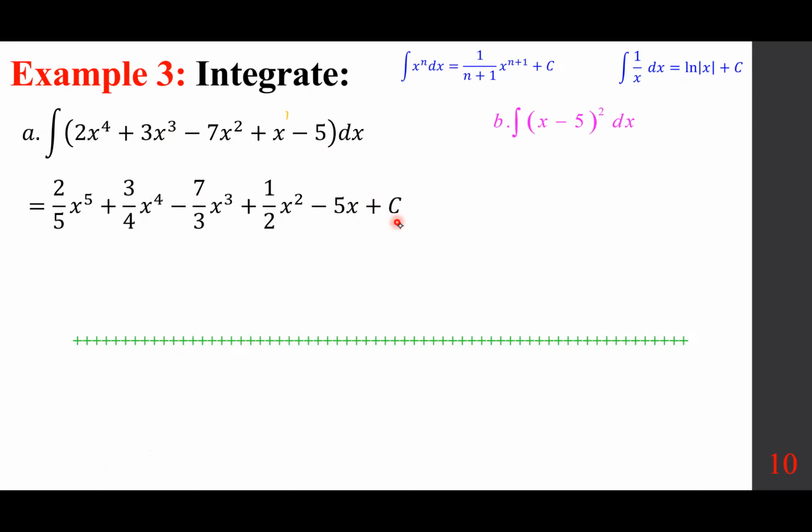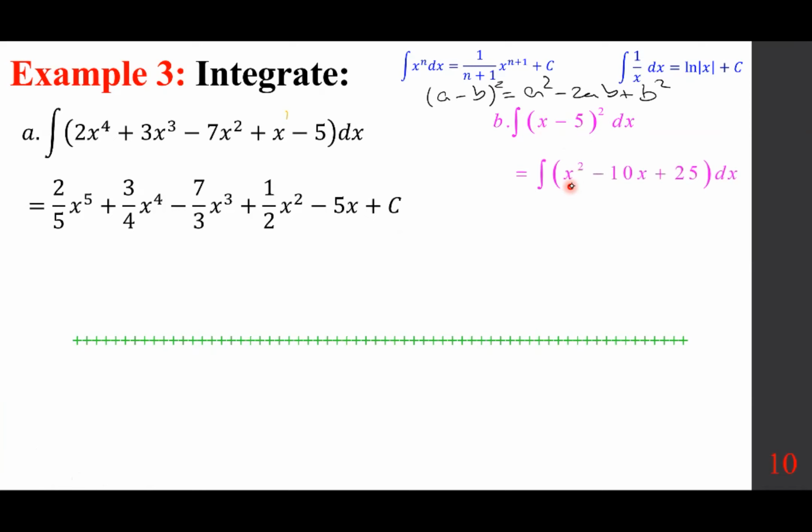Let's look at part B. We are going to square this using the fact that a minus b squared, again, refreshing your memory, is a squared minus 2ab plus b squared. This is x squared minus 10x plus 25.